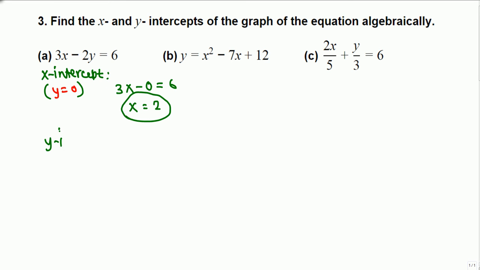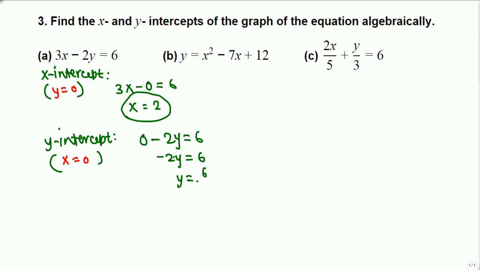How about the y intercept? All we have to do is plug in x equals 0 into the equation and solve for y. So x equals 0, so this is 3 times 0 is 0, minus 2y equals 6. That's negative 2y equals 6.